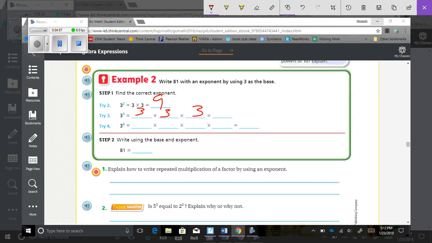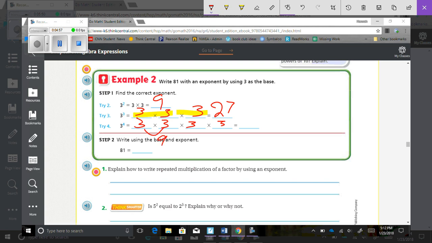Well, 3 times 3 is 9, times 3 again, that gets us to 27. Still not where we want to be. Let's try 81. We're trying to get to 81. So let's try 3 to the 4th. So 3 times 3 times 3 times 3.